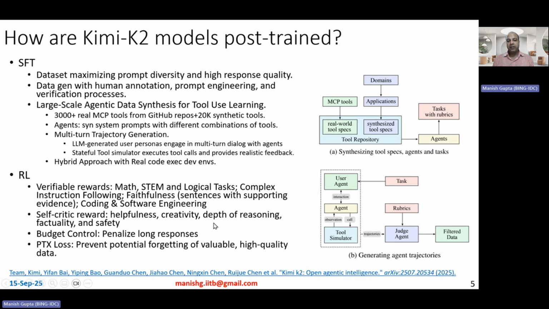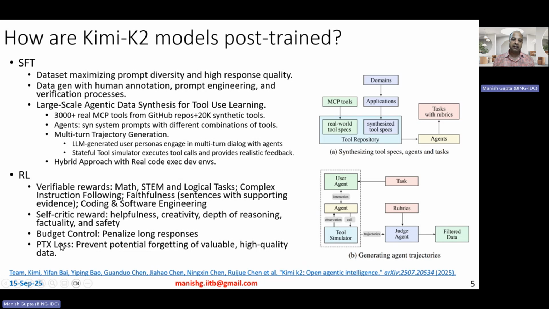Now, for things like helpfulness, creativity, depth of reasoning, factuality, and safety, well, they don't come with objective verifiable rewards, and therefore they use the same model to act as a critique. And that is why they're called self-critique rewards. Okay. Then they also have rewards around budget control. So when you use this self-critique, what happens is that the outputs turn out to be much longer. So they try to control the length of the outputs by penalizing long responses.